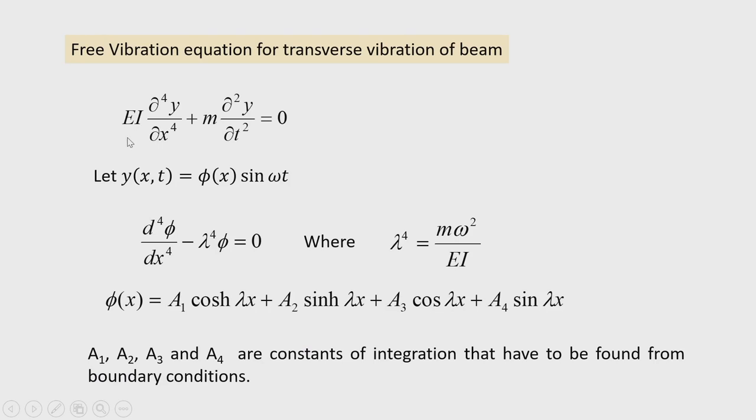Okay. Now let us start with the partial differential equation of motion of the beam, that is given by EI del 4y by del x4 plus m del square y by del t square equal to 0. Now here you are seeing that one is your inertia term and the other is related to elastic properties of the system. And in this case, I have neglected the damping. So I am going to obtain the undamped natural frequency and undamped mode shape.